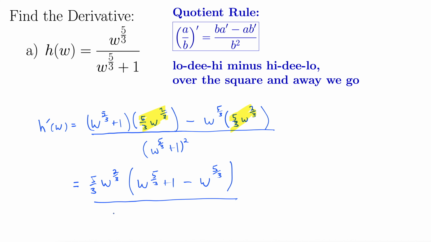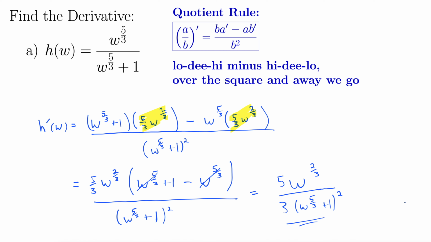All over a bunch of stuff squared, right? W to the 5/3 plus 1 squared. And then look, the w to the 5/3 in the numerator cancel out. So that gives us our final answer here of simply, we can just rearrange it a little bit. Let's make that 5w to the 2/3 over 3, then the quantity w to the 5/3 plus 1 squared. There is our derivative. No further simplification. Give it a quick check to make sure we can't simplify any further. We can't, so we'll leave it at that.